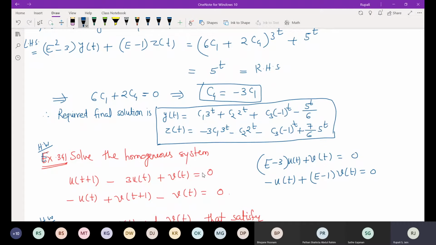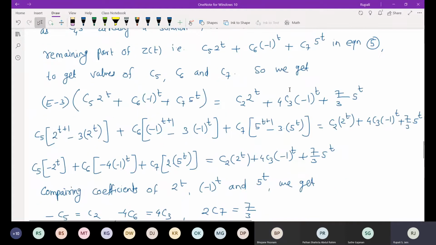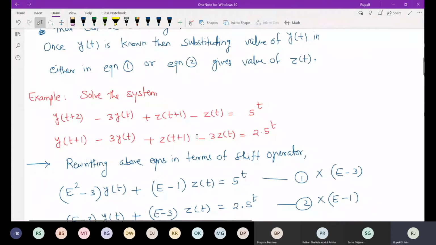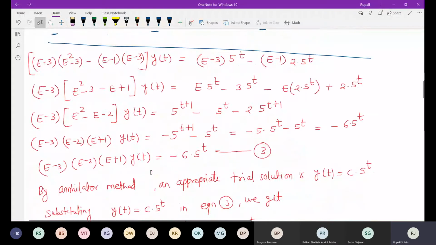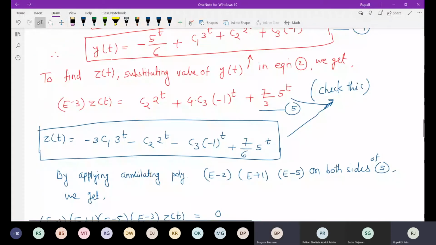Containing 3 arbitrary constants. Is that okay? Are we getting 3 arbitrary constants? Because this is second plus 1, meaning third order, no? So 3 constants, 3 constants we will get here. Is that okay?